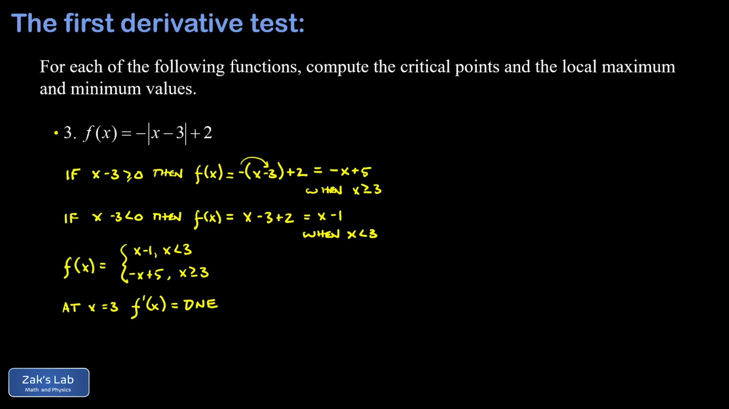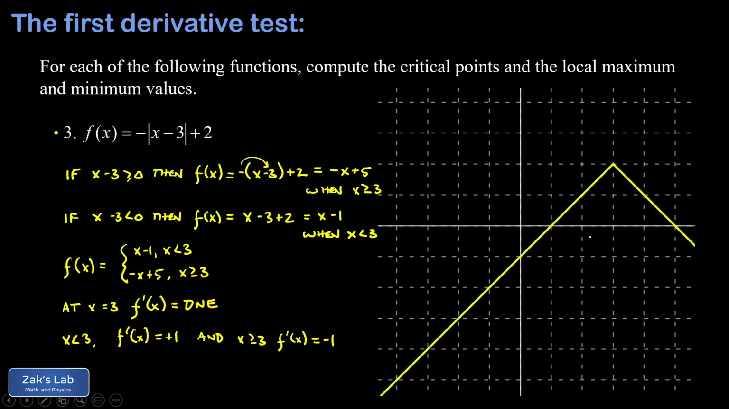Now I need to look for a sign change in the derivative. And we've already sort of figured this out. When x is less than 3, f prime of x is going to be positive 1. And when x is greater than or equal to 3, f prime of x is negative 1. So there's my sign change. I have a sign change from a positive derivative to a negative derivative at this critical point, making it a local maximum. So we can plot the function and we see a local maximum occurring at x equals 3.